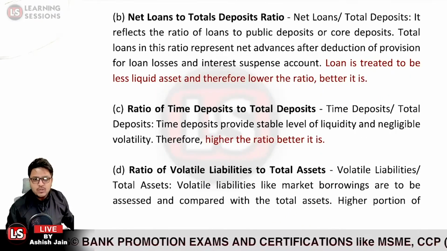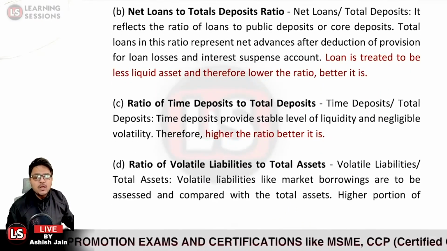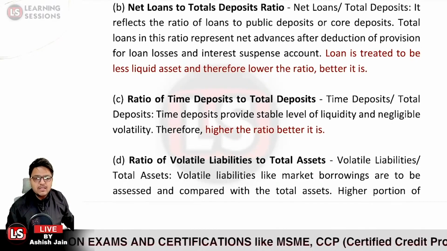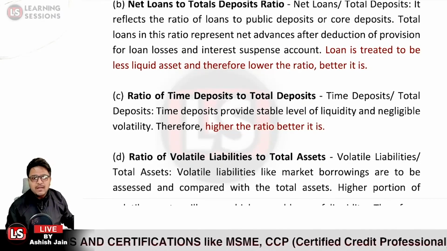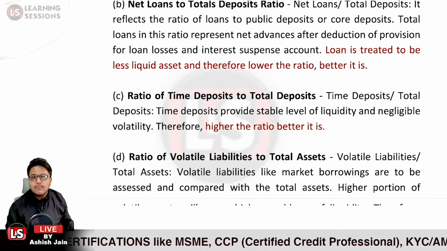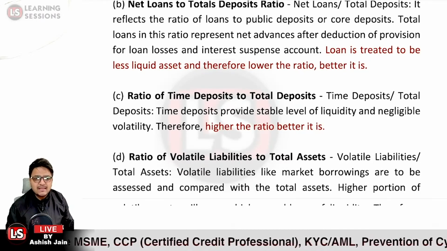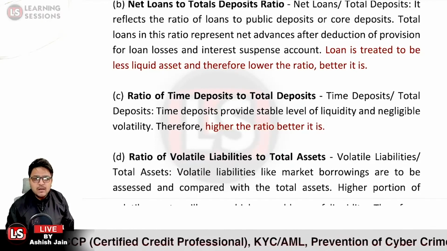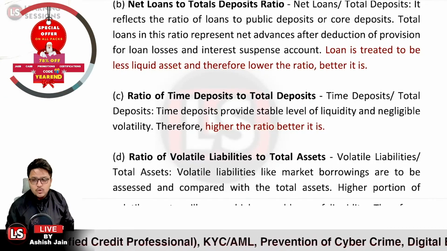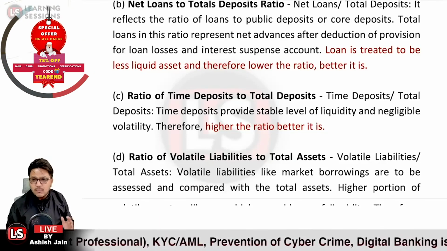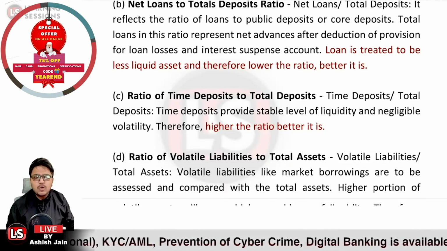The fourth one is the ratio of volatile liabilities to total assets. Volatile liabilities are basically related to what? These are related to market borrowings, which are assessed and compared with the total assets. You are going to compare the market liabilities or market borrowings with the total assets.